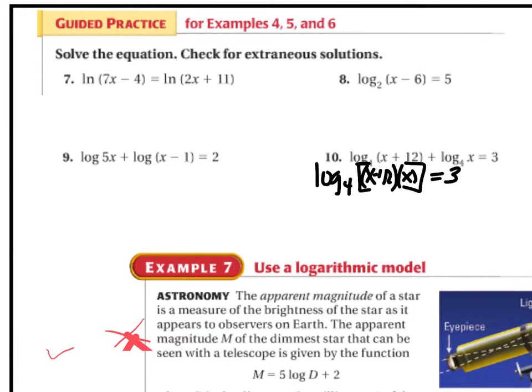And now you're at the point where you can undo the log by taking the exponent or making it an exponent. And so the base number that I would use for this is a large 4 for the base number, and now that black writing has become the exponent. Again, it's called exponentiation. So because of the cancellation property, these go away, and then I'm just going to multiply out that x times everything inside there, and so you're going to end up with x squared plus 12x, and then on the right side you have 4 to the third power, which is 64.